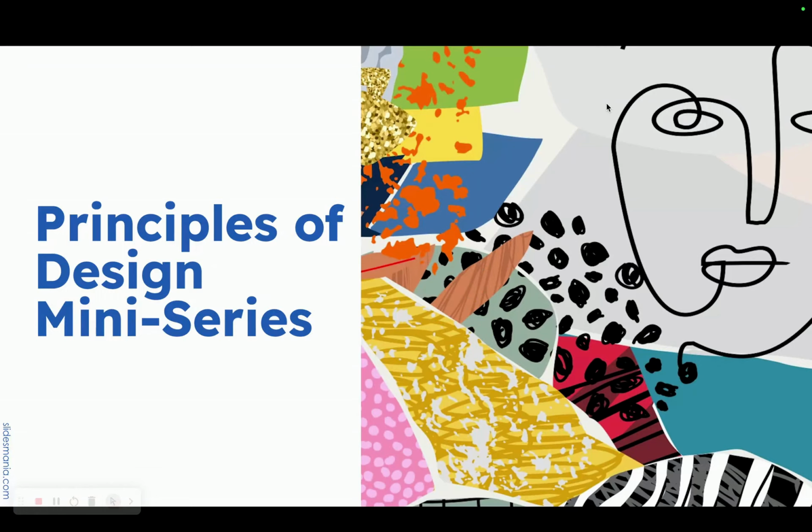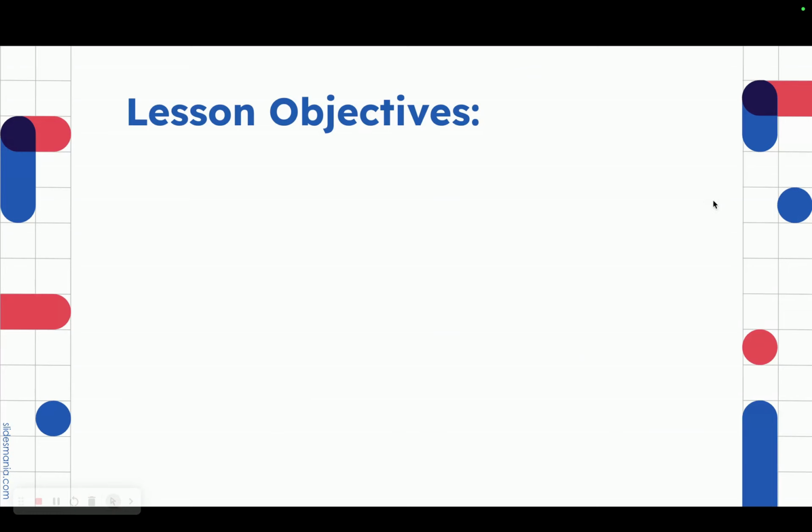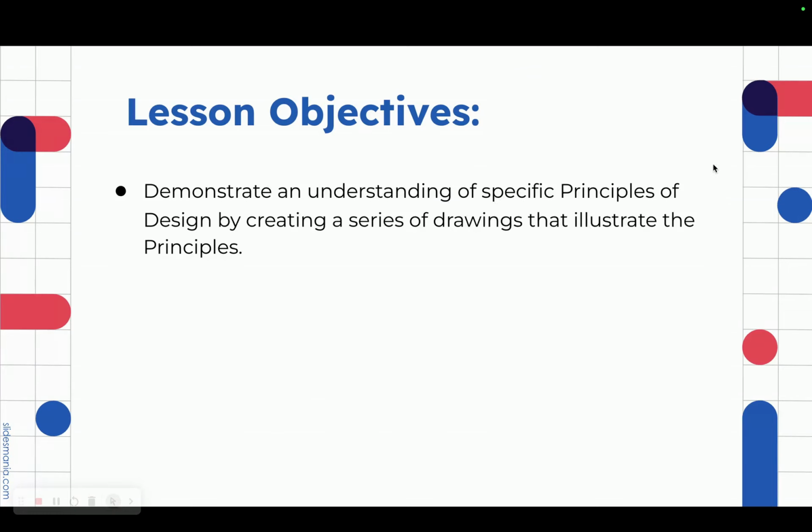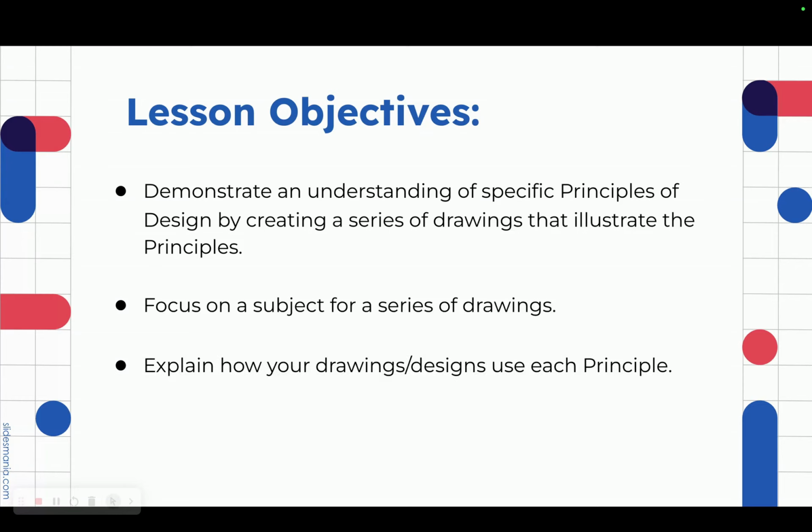This video is an explanation and demonstration for the Principles of Design mini-series. The lesson objectives are to demonstrate an understanding of specific principles of design by creating a series of drawings that illustrate the principles. We're focusing on a subject for a series of drawings, and you're going to explain how your drawings, your designs, use each principle. Yes, you're creating drawings, but at the same time, they are a type of design because you're illustrating that principle.